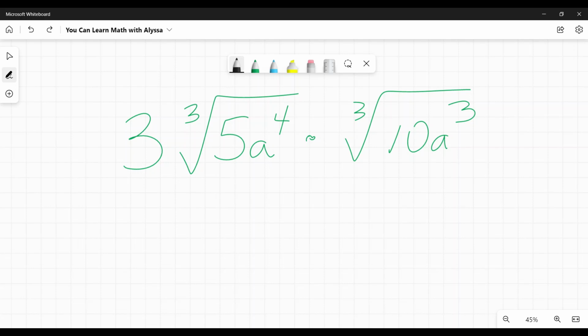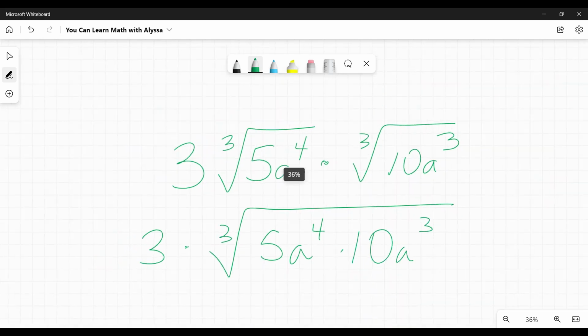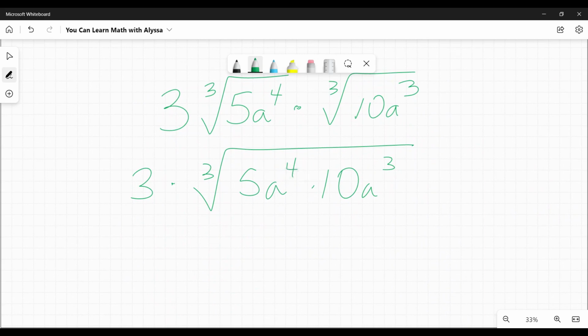Right, so first things first, do these both have the same radical there? Yes, they do. They are both cube roots, so I am good to go. There's no number sitting out front here. There's just this 3. So I'm going to leave the little 3 off to the side by itself, and I'm going to worry about multiplying these together. So it's all going to be under the cube root of 5a to the 4th times 10a cubed. And I just multiply them just like I would any other time in algebra. 5 times 10 is 50. A to the 4th times a cubed is a to the 7th.